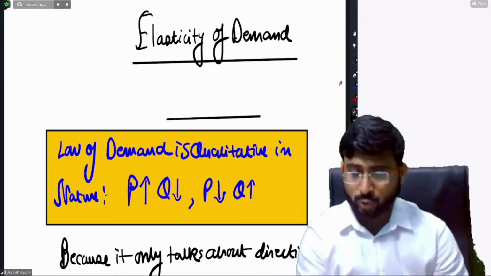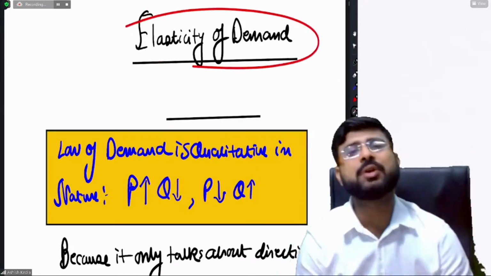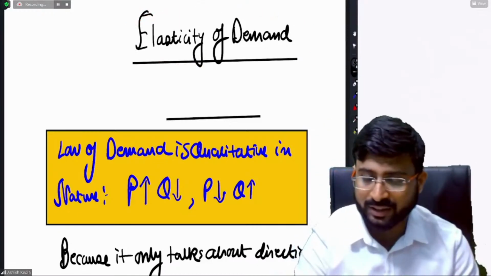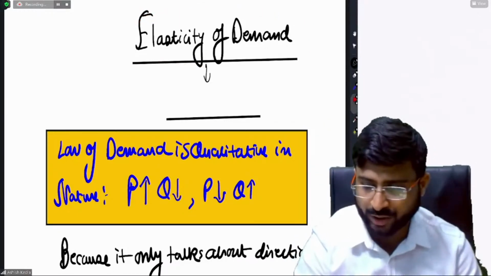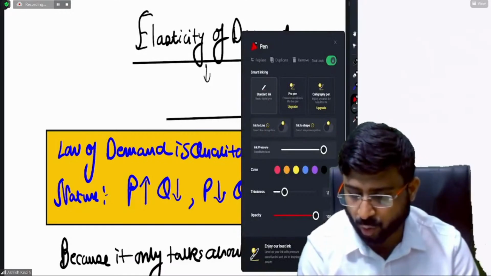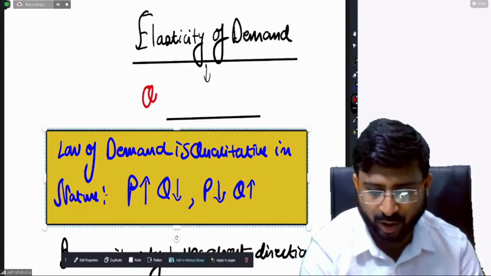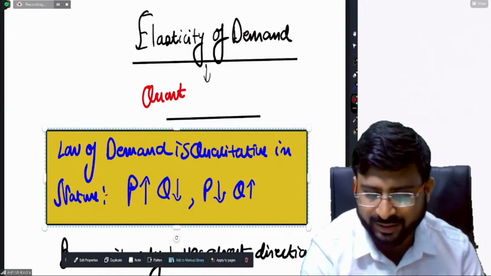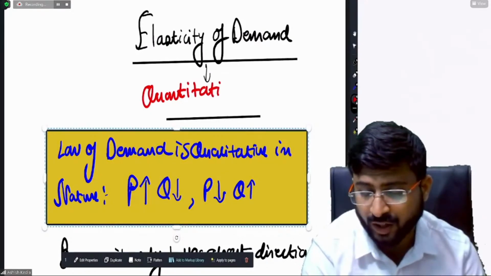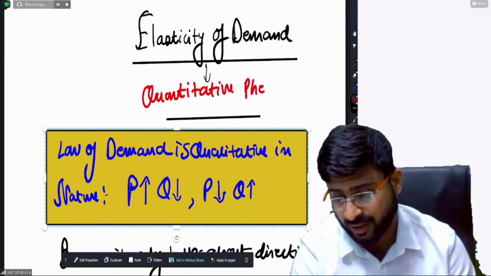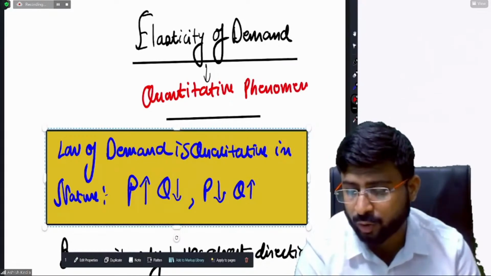Yes sir. So now we come to elasticity of demand. Elasticity of demand is a quantitative phenomenon. What is elasticity of demand, sir? It's a quantitative phenomenon. I will write it down for you. Elasticity of demand is a quantitative phenomenon. It also tells us by how much.